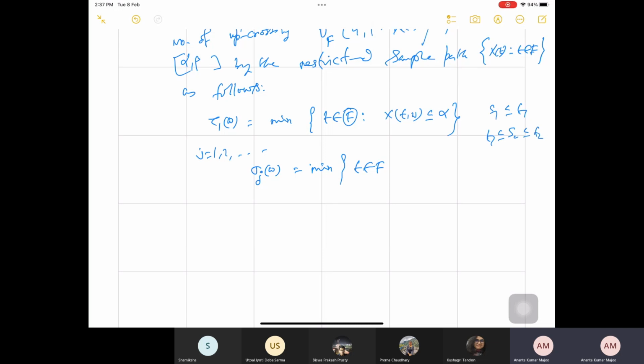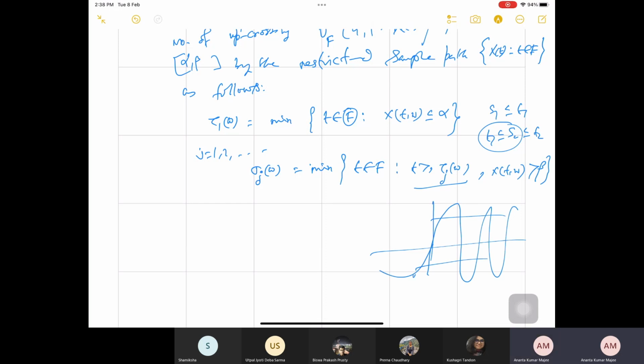Similarly, we put the minimum t such that t should be greater or equal to tau j of omega. This condition should hold, that is why I put it. And x of t, omega should be greater than beta, is it not? Because initially we have this case, something like that. So this is my beta, this is alpha, and these are the points we are considering. Up to x of n, all these things. So between 0 and n we are calculating the supremum of all these things.